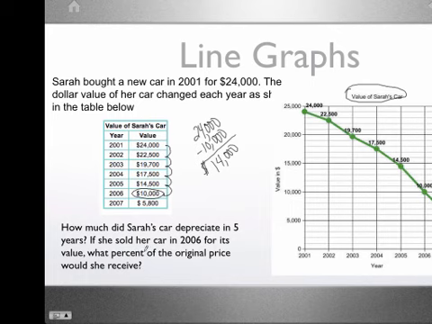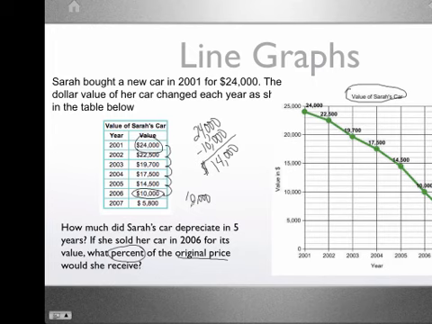Okay, here we go. We just worked with percent in the last chapter. So now her car sold in 2006 for its value. All right, so the value is 10,000. That's what we know. If she sold her car then for its value, what percent of the original price would she receive? All right, do we know what the original price is? Yeah, right here. The original price is $24,000.